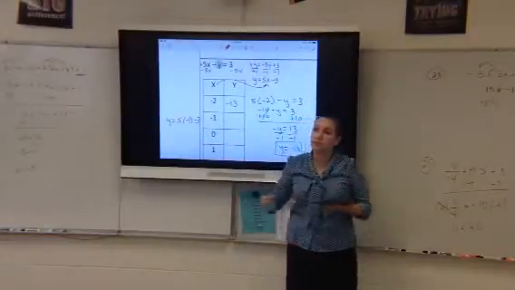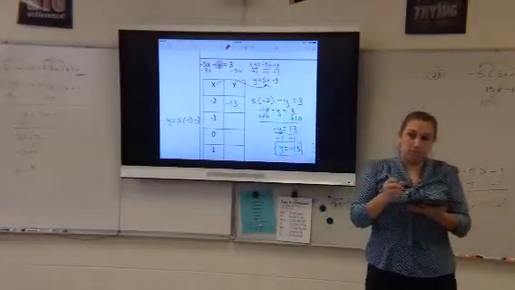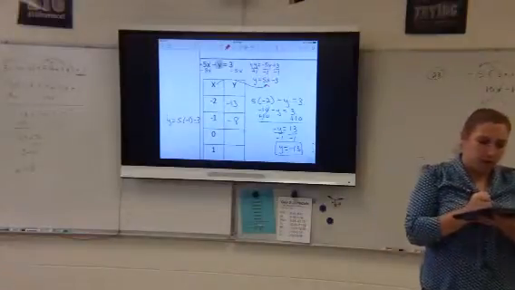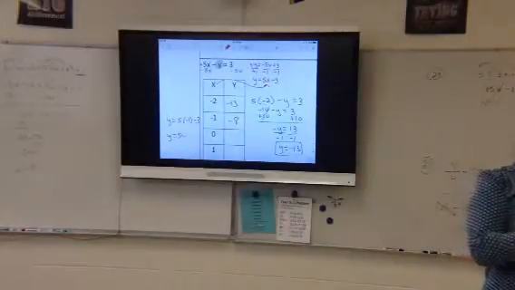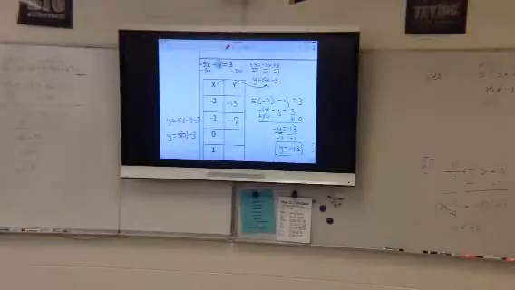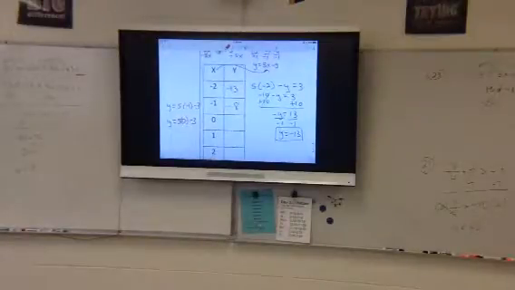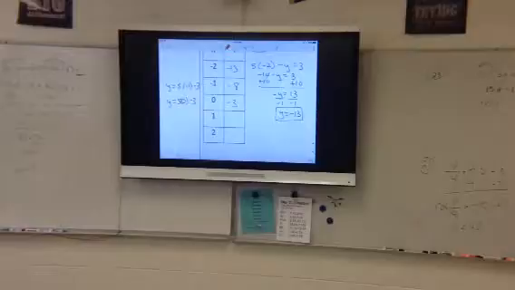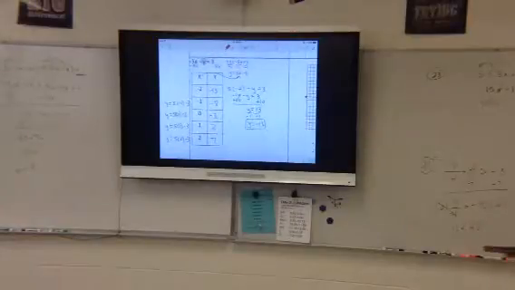Negative 5 minus 3? Negative 8. Then do 5 times 0 minus 3. What do we get there? Negative 3. And then y equals 5 times 1 minus 3. 2. Good. And then y equals 5 times 2 minus 3. What do we get there? 7.